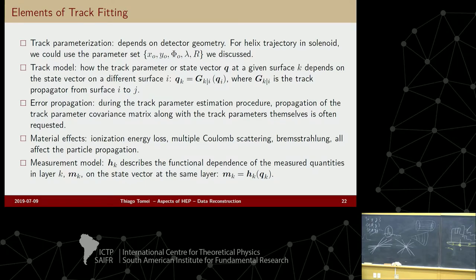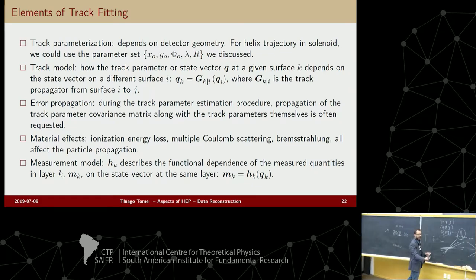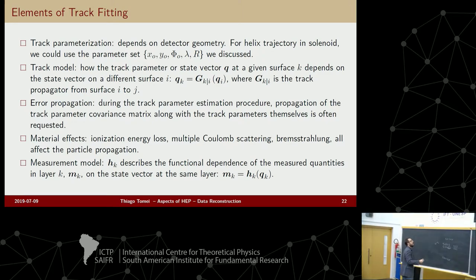Then you have to fit your track. Now you have decided, okay, this is a track. Fine. How do I actually get the PT, the momentum and the angle of the particle? You have to parameterize your track and fit. And this depends on, again, the detector geometry. For the helix, you just use the five parameters which I showed you before.